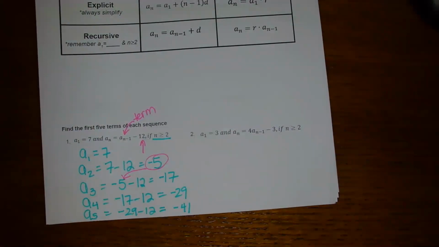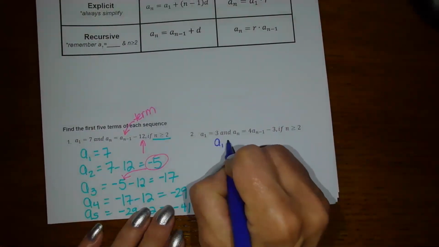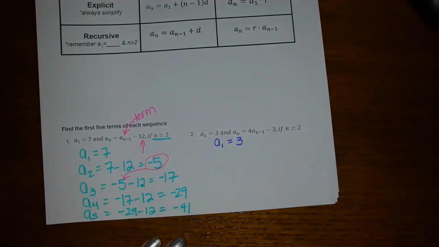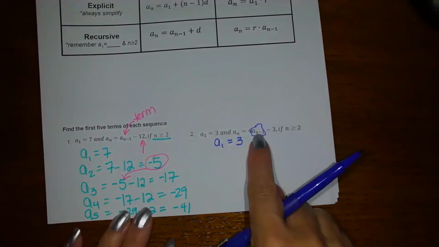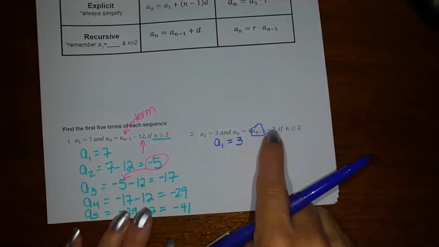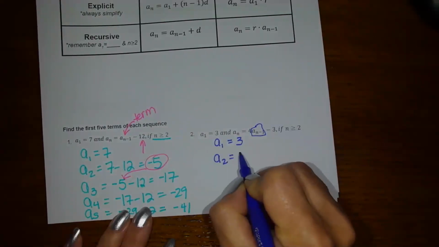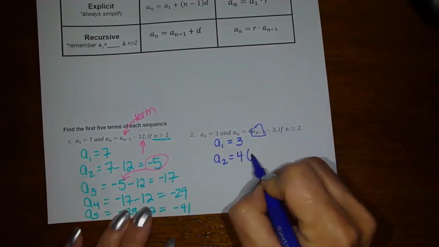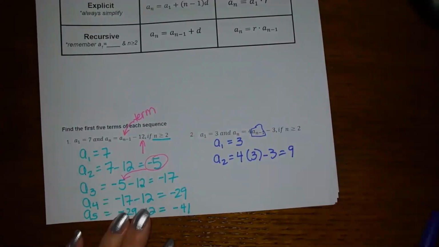Okay, so a1 equals 3. What am I supposed to do to it? That's my 3, so I'm going to say 4 times 3 minus 3, right? So a2 then is going to be 4 times 3 minus 3, which equals 9.